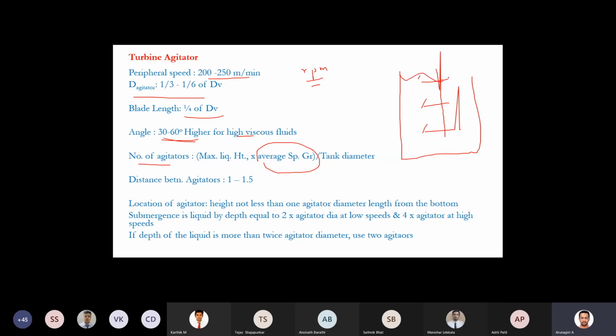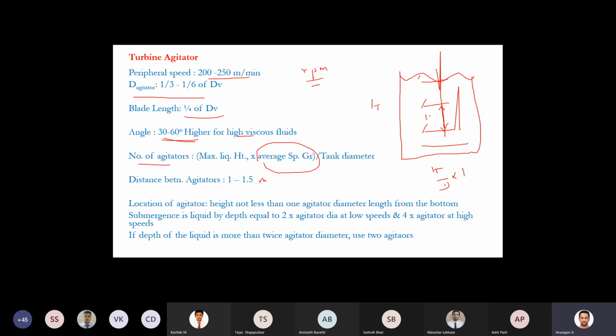If H is the maximum liquid height and D is the tank diameter, and H by D is 1, then it has to be multiplied by the specific gravity. For water it is 1, so you require only one agitator. For higher density fluids, it will increase. The distance between agitators is normally 1 to 1.5 meters.